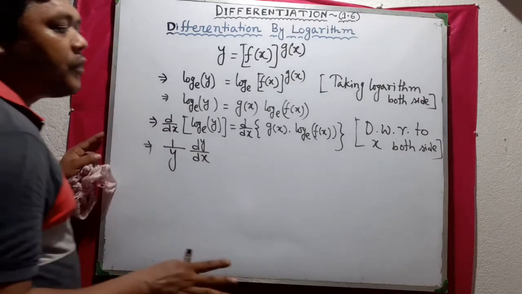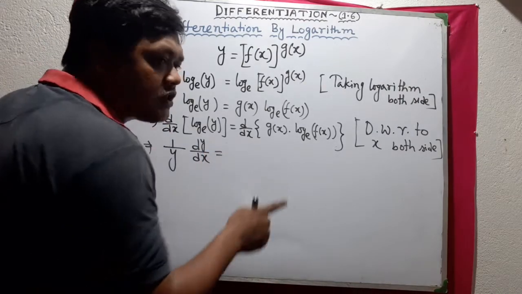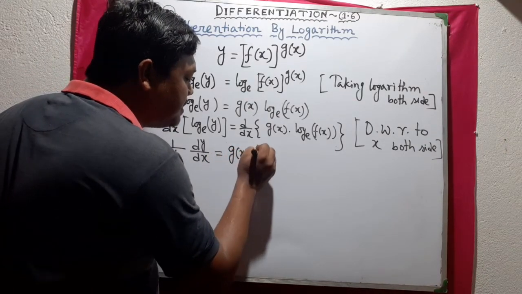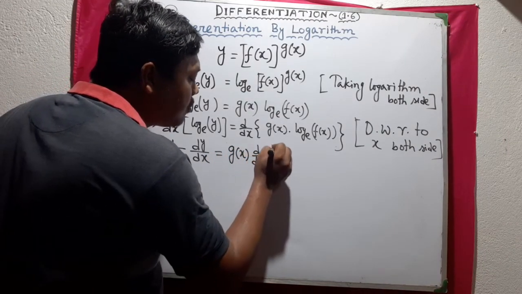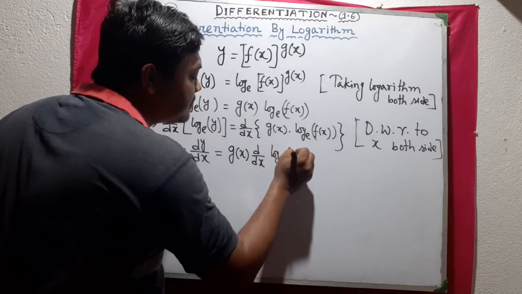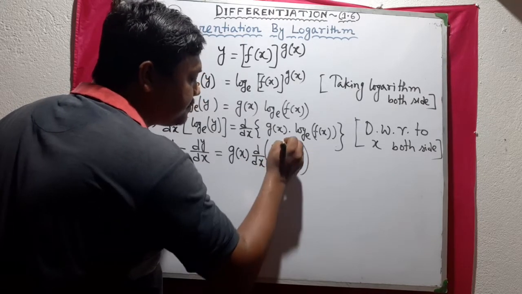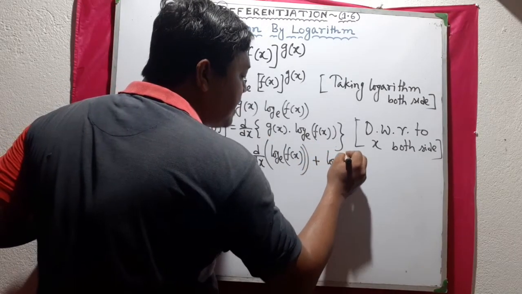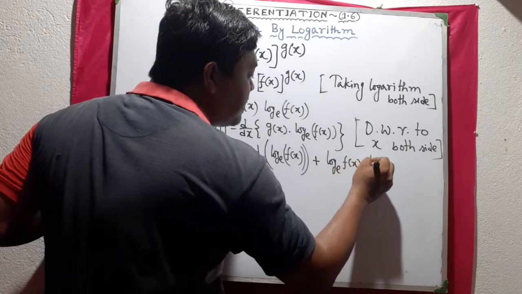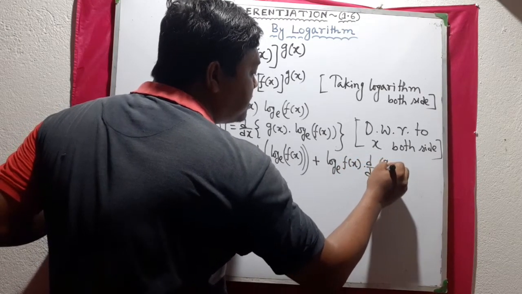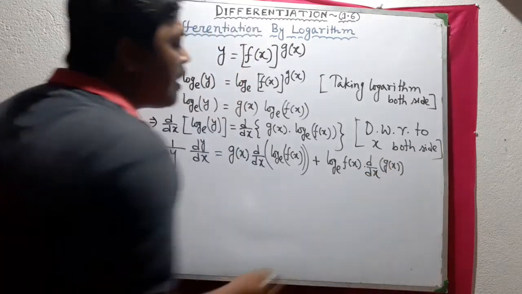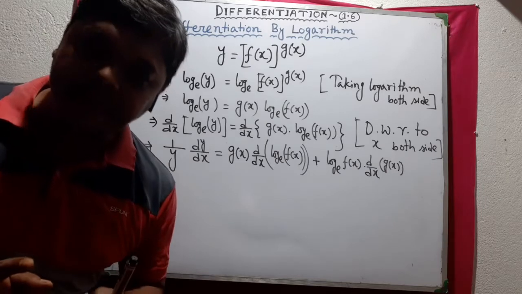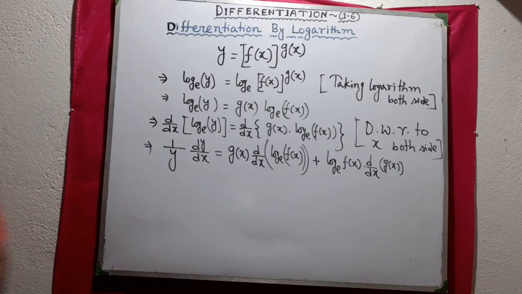By using the definition, derivative of log of something is 1 by something, that is 1 by y dy/dx. According to the product rule of the derivative, d/dx of u into v is u into dv/dx, so g(x) into d/dx of log f(x), plus log base e f(x) into d/dx of g(x). কি করলাম? u into v যে রুলটা আছে সেই রুলটা অ্যাপ্লাই করলাম, u into dv dx plus v into du dx.